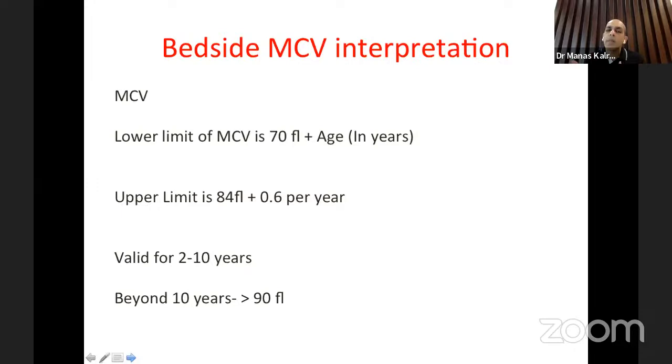What is the upper limit? 84 plus 0.6 multiplied by age. So for a 10-year-old child, when you multiply 10 by 0.6, it will give you 6. So 84 plus 6 is 90. Anything above 90 is macrocytosis. So you can use these two formulas and calculate microcytosis or macrocytosis for your patients. This is usually valid for 2 to 10 years of age, and anything beyond 90 beyond 10 years is considered macrocytosis.